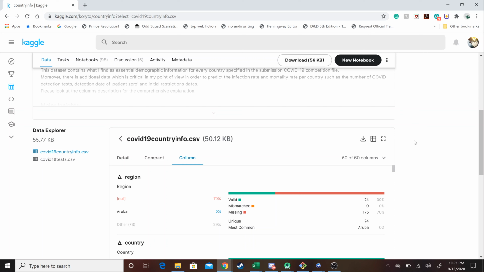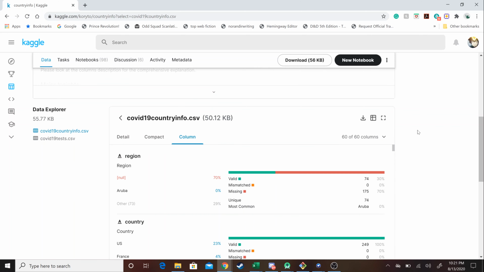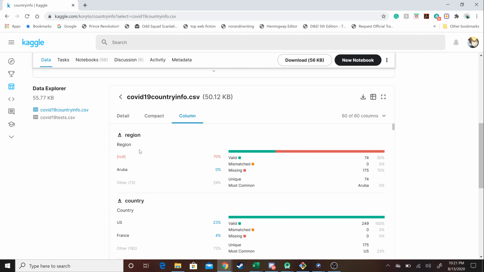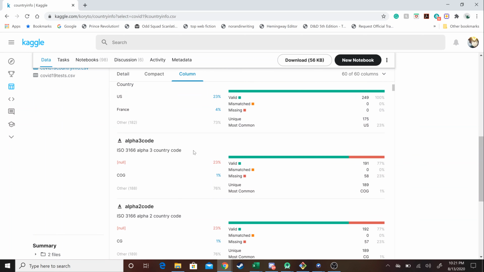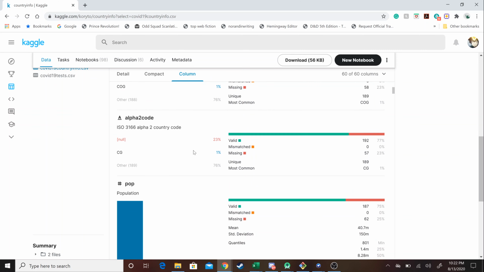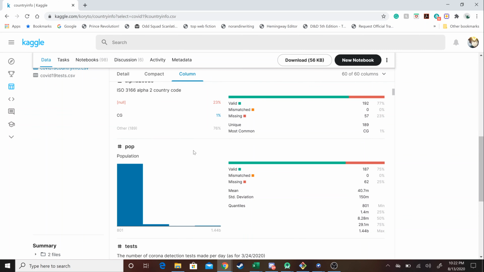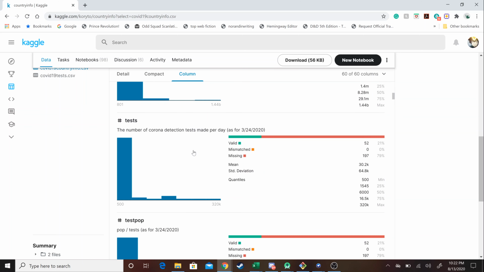First things first, I'll run you through the data set itself and what all the values mean. First is the region and the country. These are the alpha codes. The population of the country. The number of corona detection tests made per day as of 3/24/2020.